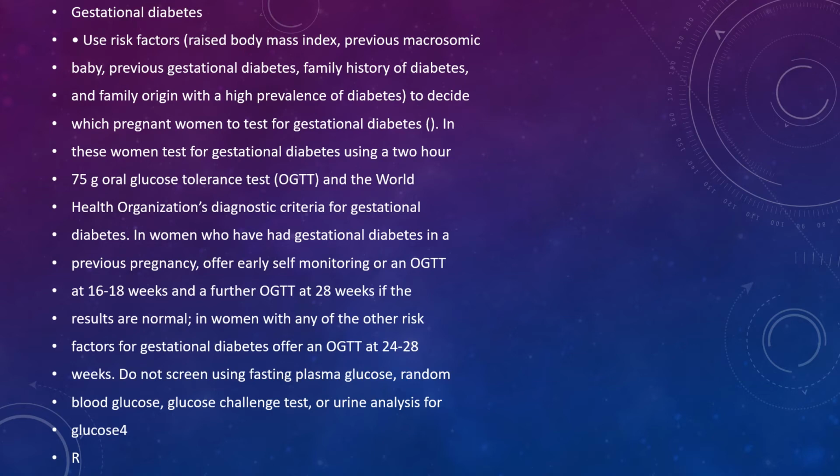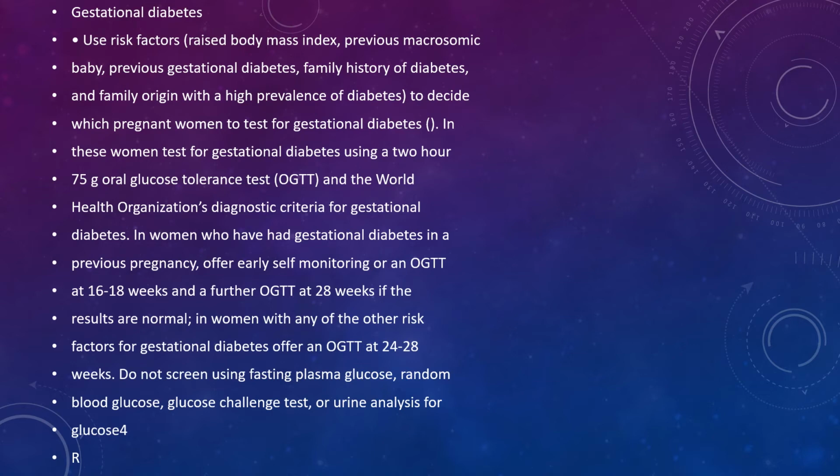We have certain risk factors, such as raised body mass index, previous macrosomia, a previous baby with gestational diabetes, family history of diabetes, and family origin with a high prevalence of diabetes, to decide which pregnant women to test for gestational diabetes in pregnancy. We have different types of tests for gestational diabetes, such as the oral glucose tolerance test using a 75 g glucose load, and the World Health Organization diagnostic criteria for diagnosis of gestational diabetes.